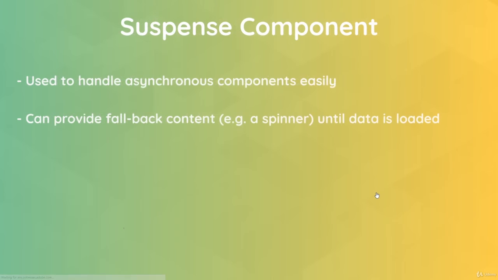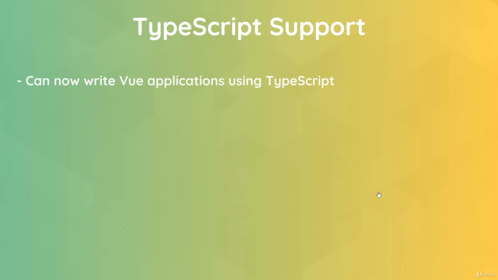There's also a suspense component, which allows us to handle asynchronous code and components very easily and provide fallback content until any data is loaded, like a custom spinner or loader, for example. And another huge update is that it comes with TypeScript support out of the box. So if you prefer writing your code in TypeScript, now you can. So this is a really good step forward for TypeScript developers. In this course, I will be using JavaScript, but I will be releasing a small Vue and TypeScript course on my YouTube channel soon for free.